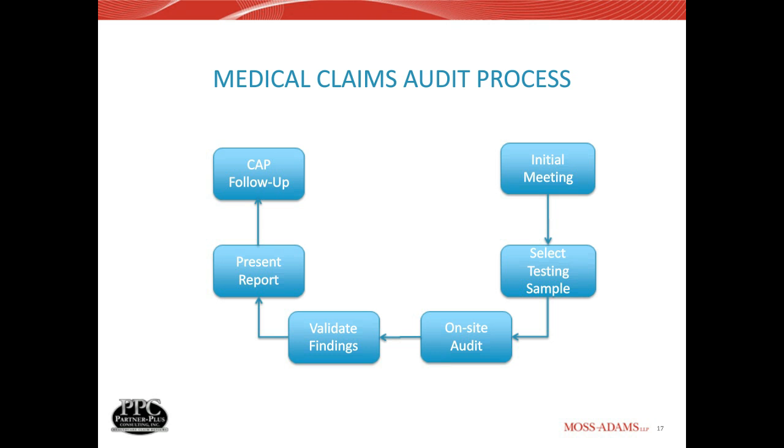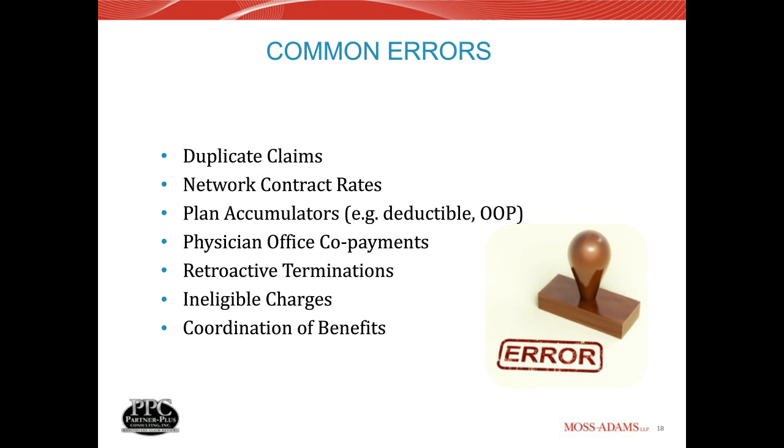Okay, so on the next slide, we're going to talk about common errors that we find during an audit. First off, duplicate claims. Again, these are things that we observe from an audit, and duplicate claims are probably the most common of these errors that we see. This is where providers submit bills multiple times. And like anyone, everyone wants to get paid, and they want to get paid timely. But when TPAs receive those claims, they will pay them more than once. So this is something we see very regularly.